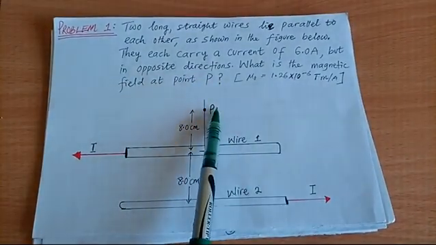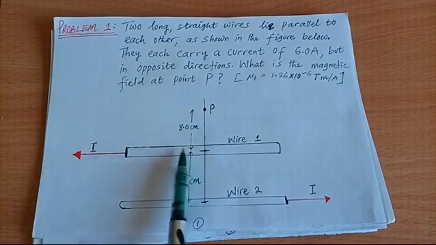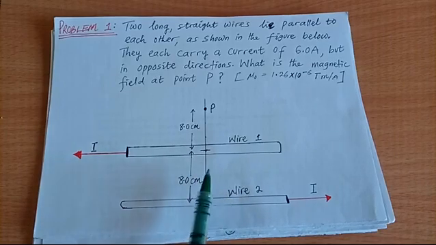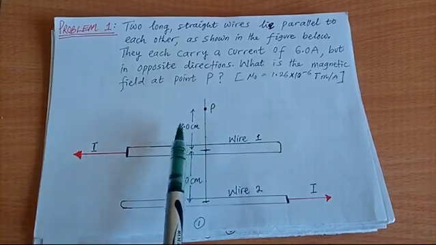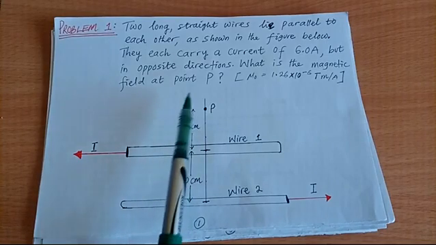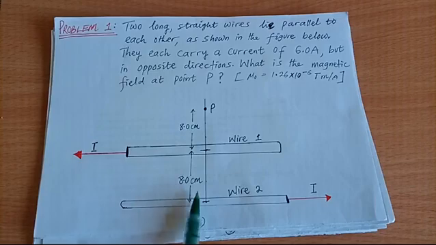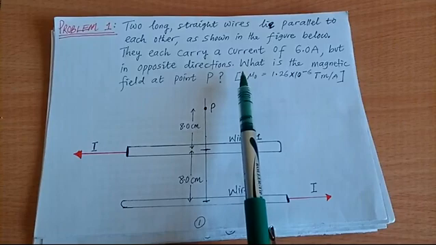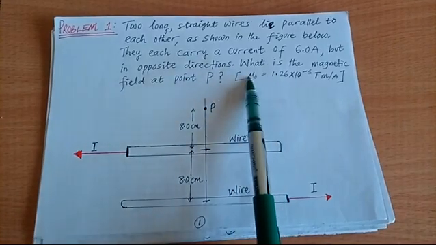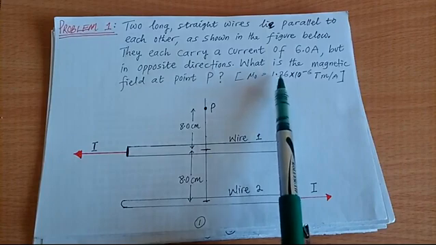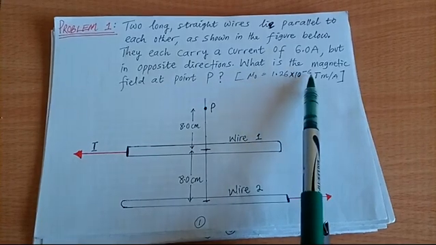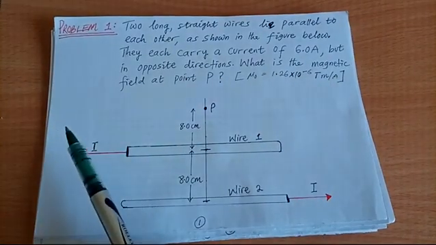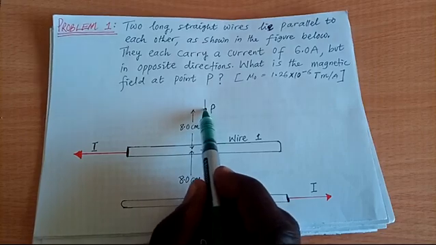Here is point P. Point P is 8.0 centimeters from wire 1 and wire 1 is 8.0 centimeters from wire 2. This means point P is 8 centimeters plus 8 centimeters, which is 16 centimeters away from wire 2. And then we are given the permittivity mu naught as 1.26 times 10 to the power of minus 6 Tesla meter per ampere. So the question is, what is the magnetic field at point P?